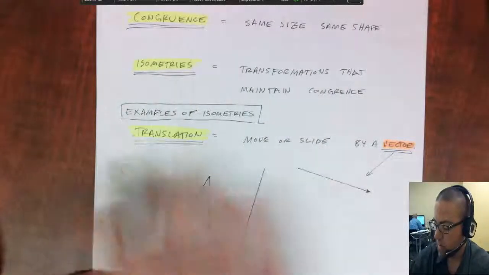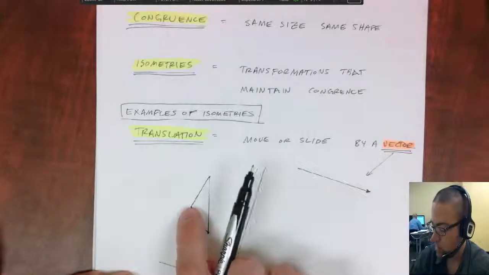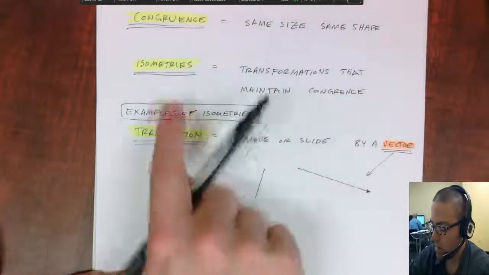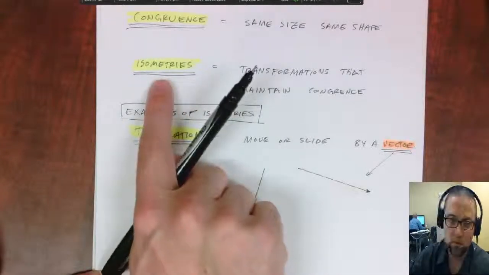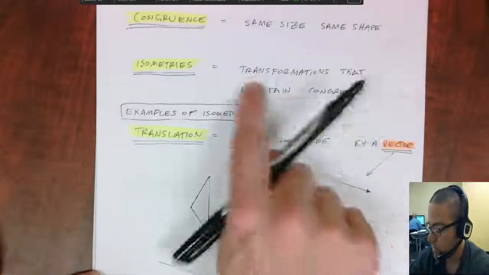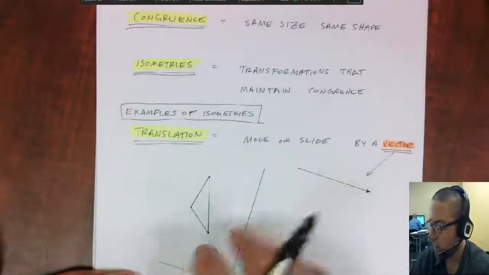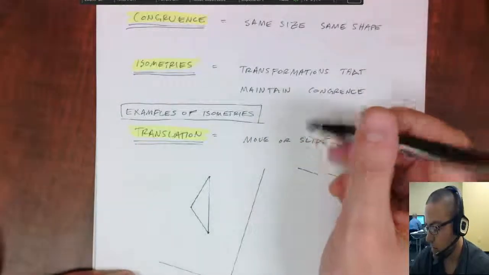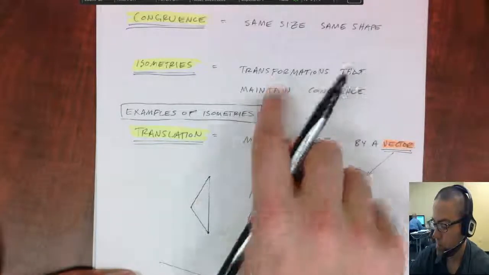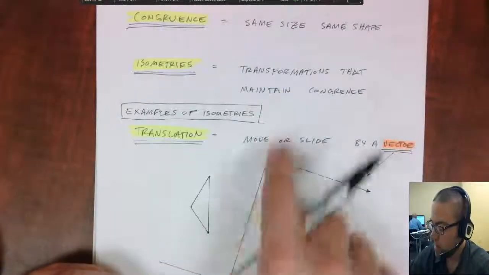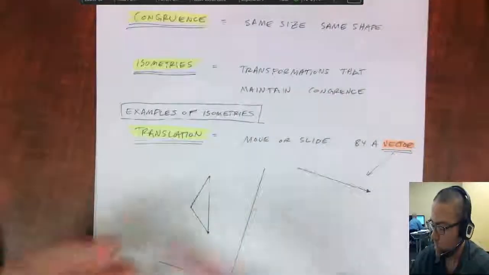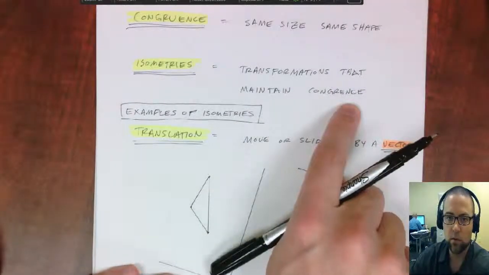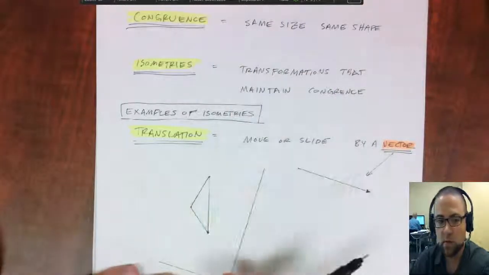The ways that we can manipulate these shapes to move them around and change the way that they look, one of the ways is called isometries. Isometries are transformations that maintain congruence. And you've heard of Transformers, right? Transformers, they change their shape. So transformations are a way to change the shape, but it still maintains the same congruence, that it's still the same size and same shape.